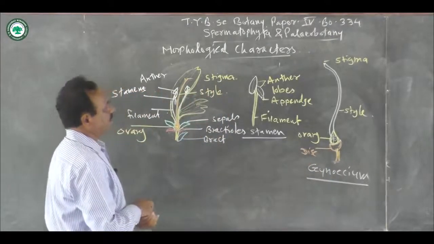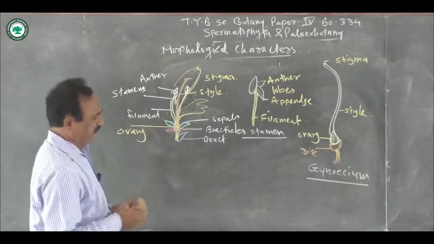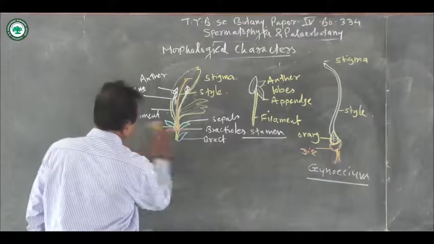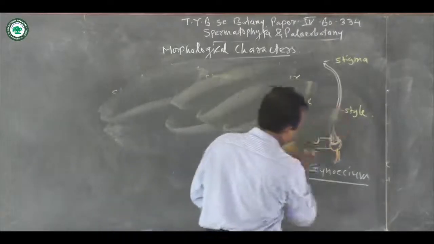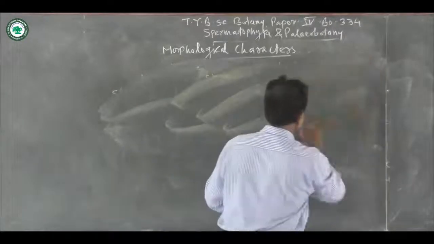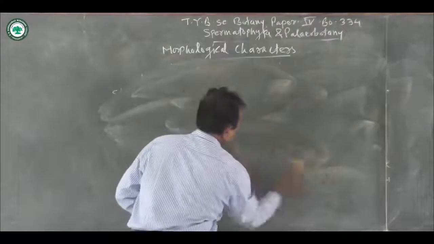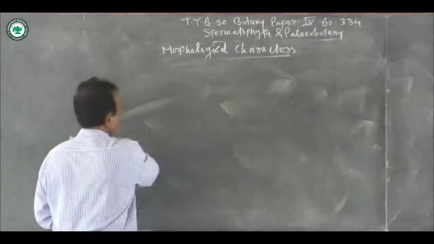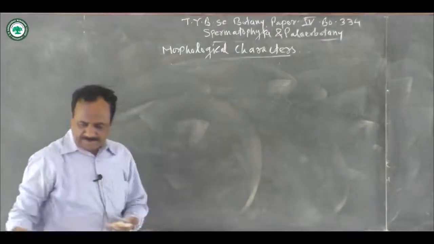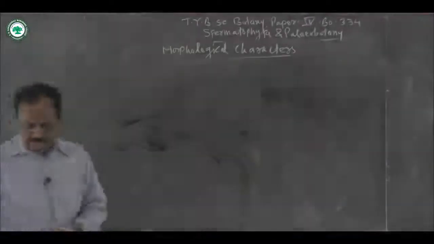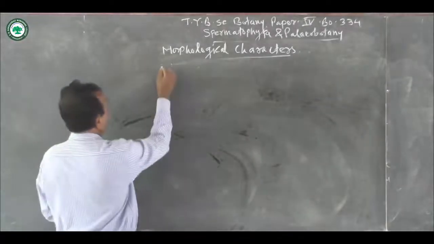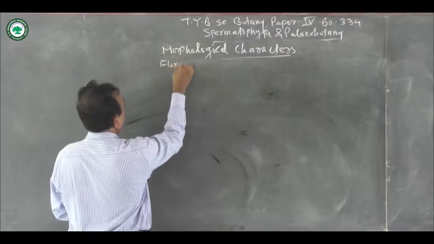So this is about the floral structure, and if we see the type of fruit, it is the capsule type. So the capsule type of fruit is present in family Acanthaceae. Now let us see the floral formula and the floral diagram. So let us see first the floral formula.